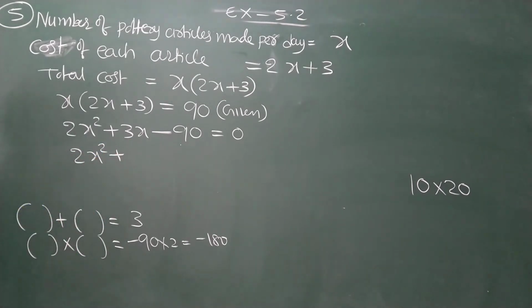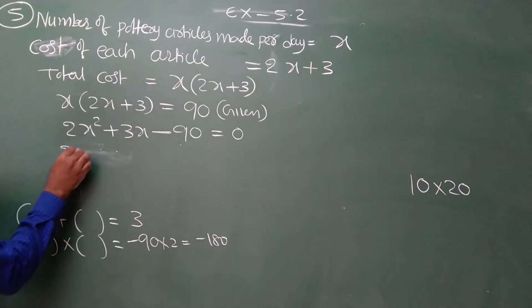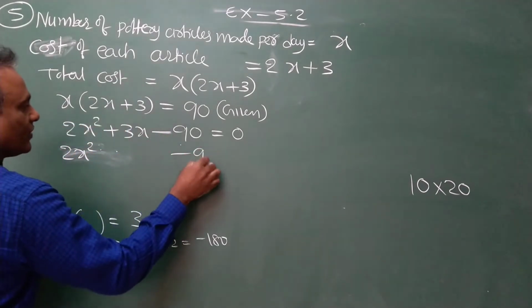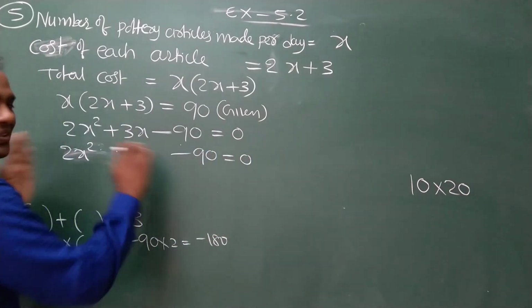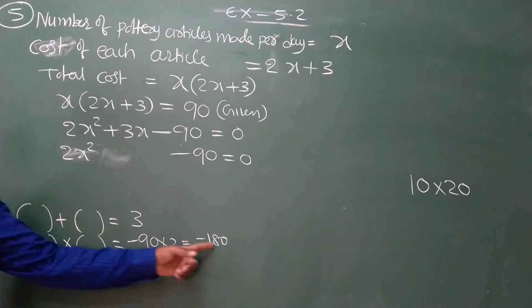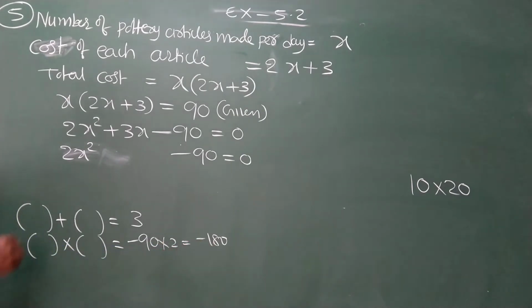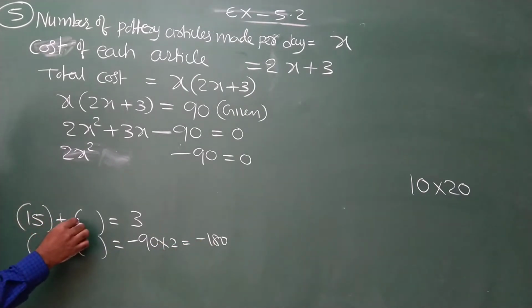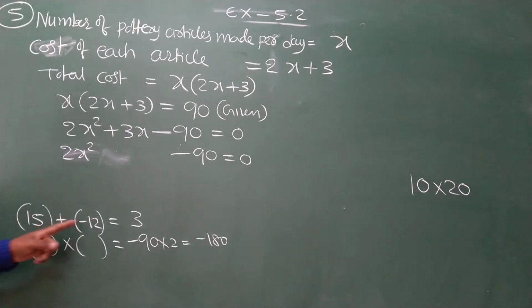What are the numbers? First number same, last also same. This we have to split. Students, can you tell numbers? 15 minus 12. 15 minus 12 is 3.